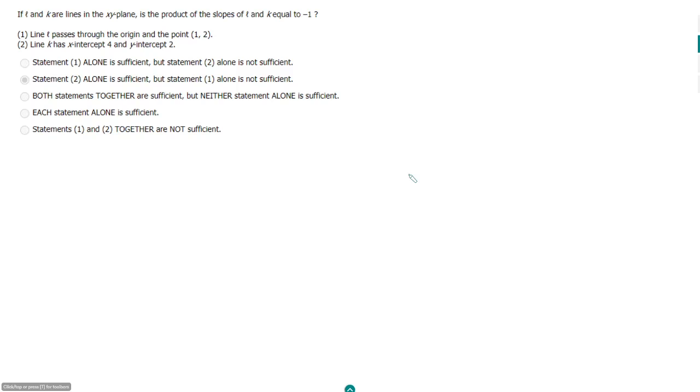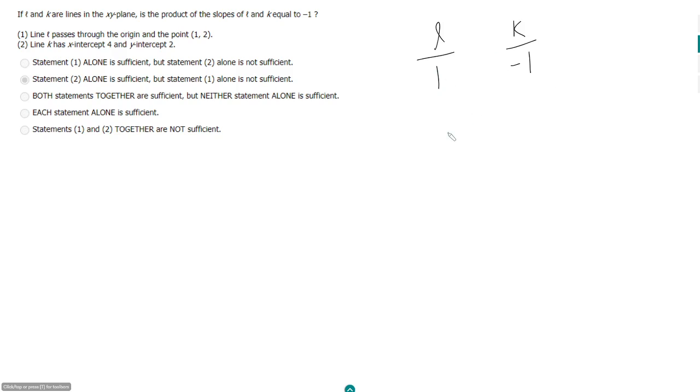If L and K are lines in the xy plane, is the product of the slopes of L and K equal to -1? So what does that mean? So, for example, if line L had a slope of 1 and line K had a slope of -1, their products would be -1.